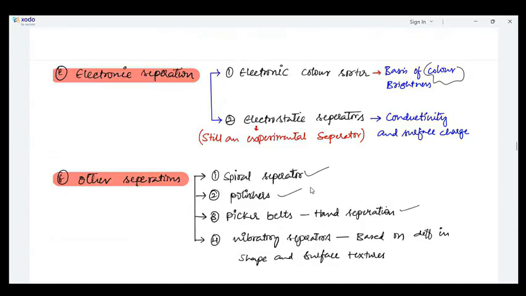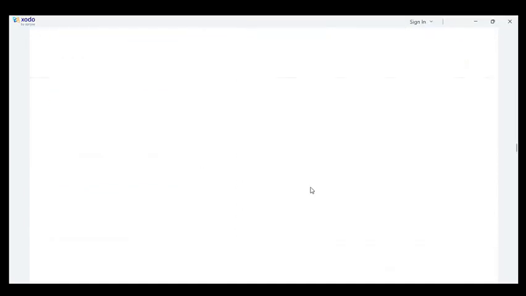Picker belts are nothing but belts on which, as you might have seen in the factories, continuously moving belts on the floor carry the seeds. During the movement of these belts the seeds are placed on the belt and handpicked. The off-colored material, the large-size or short material, or the small-size materials which differ from the variety will be removed manually by hand. So these are certain other separations.